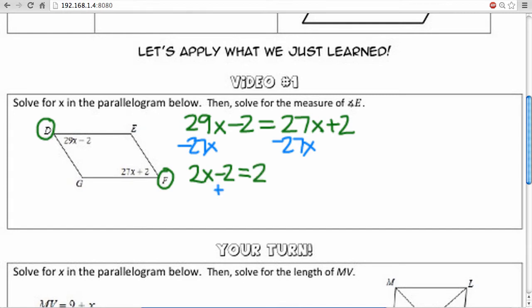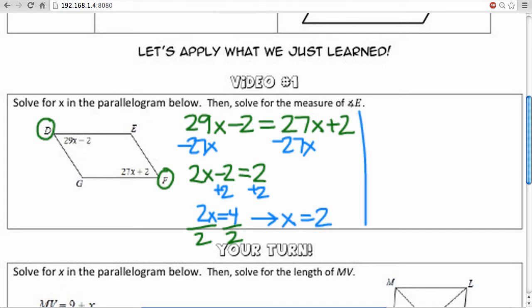Next, I'm going to add 2 to both sides. So we get 2x is equal to 4. And lastly, let's divide by 2. So we wind up getting x to be equal to 2. But we're not quite done yet.